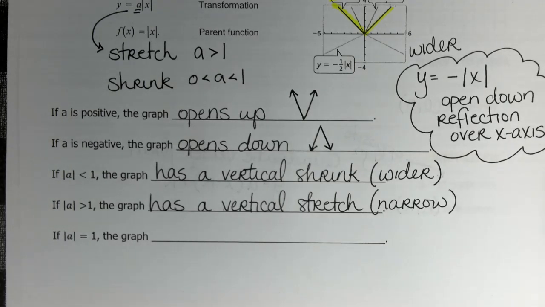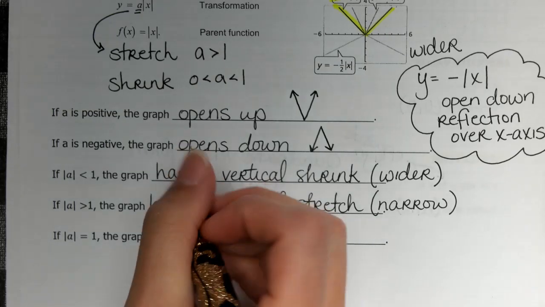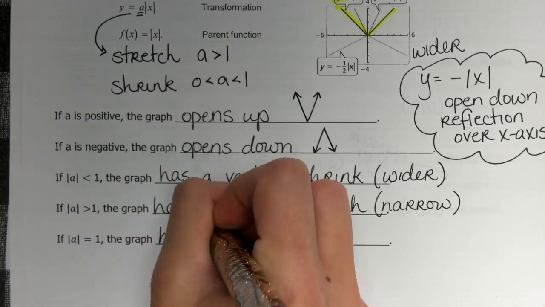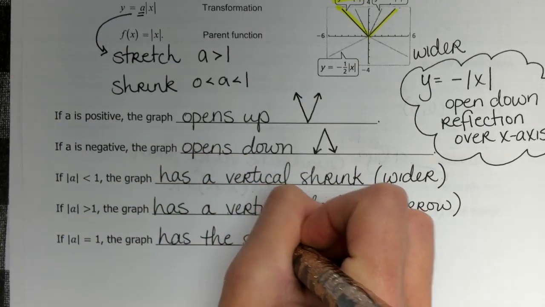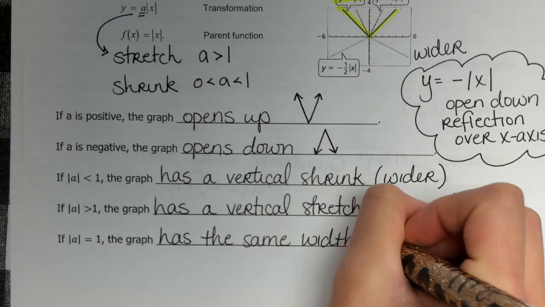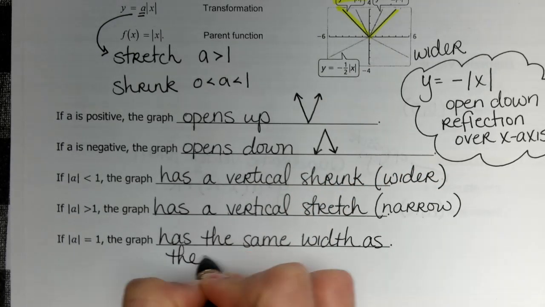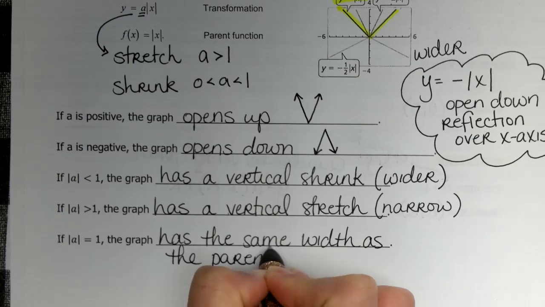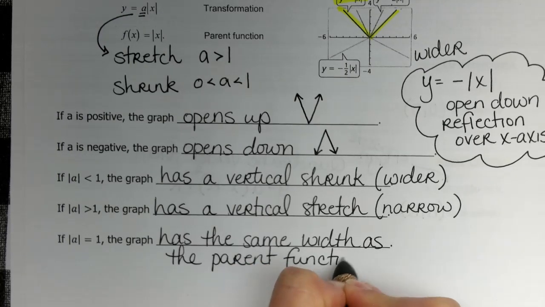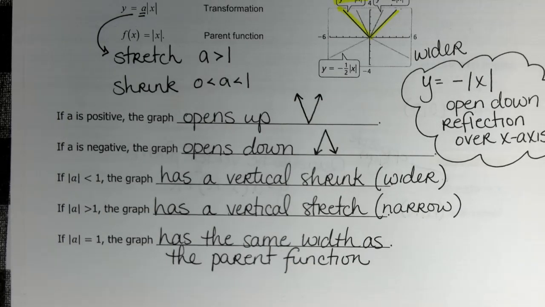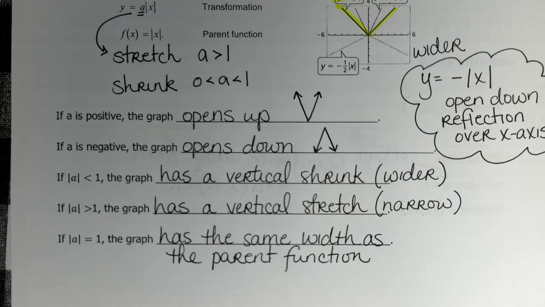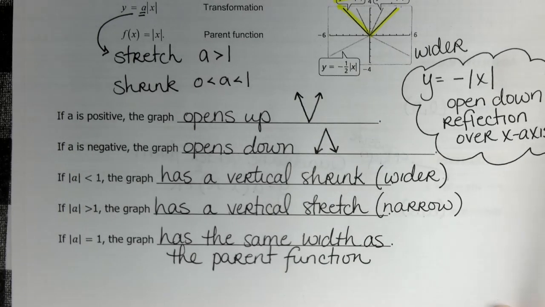Now, what if A is 1? I don't have a number there. Then do I have a stretch or a shrink? No. The graph has the same width as the parent function. We good with that? Okay.